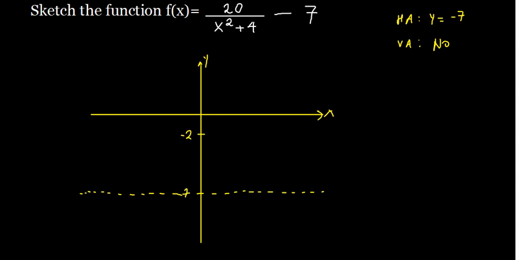So this −2 will be the maximum point we are able to reach. For the other values, it will be reducing. For example, if I've got a 1 here, we are going to have 1 squared plus 4, that is a 5. 20 over 5 is a 4. 4 minus 7 is a −3. So it will come here, −3.